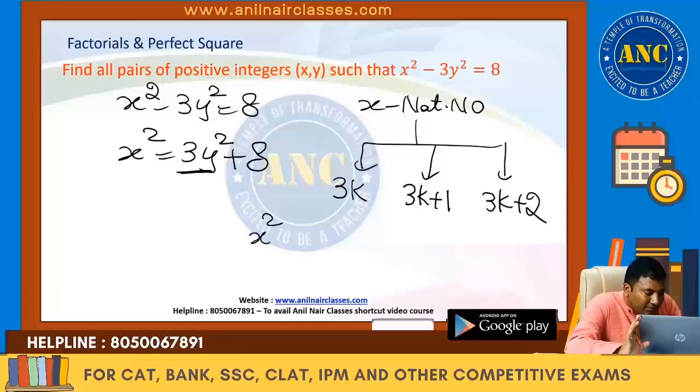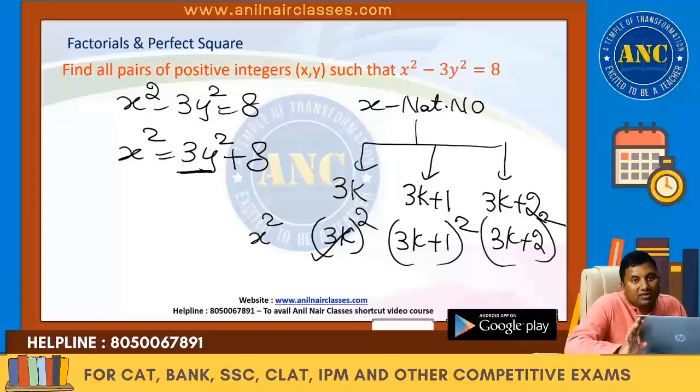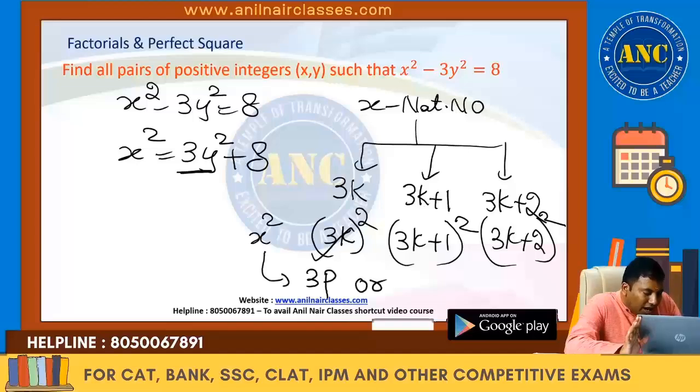If I square it, 3k square is divisible by 3. 3k plus 1 whole square: 9k square divisible by 3, 2 into 3k divisible by 3, and it gives a remainder 1. 3k plus 2 whole square: 9k square divisible by 3, 2 into 3k into 2 divisible by 3, 4 when divided by 3 gives remainder 1. That means x square can be of the form either 3p or 3p plus 1.